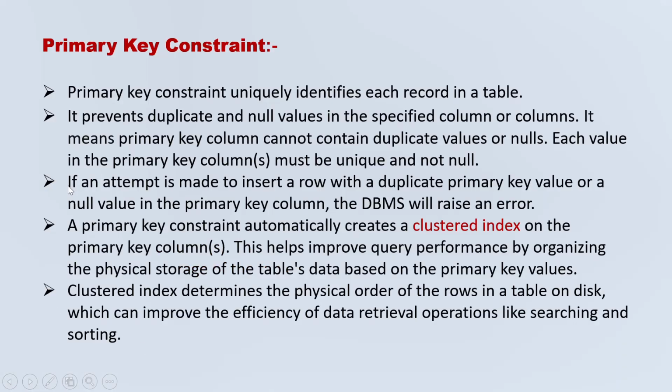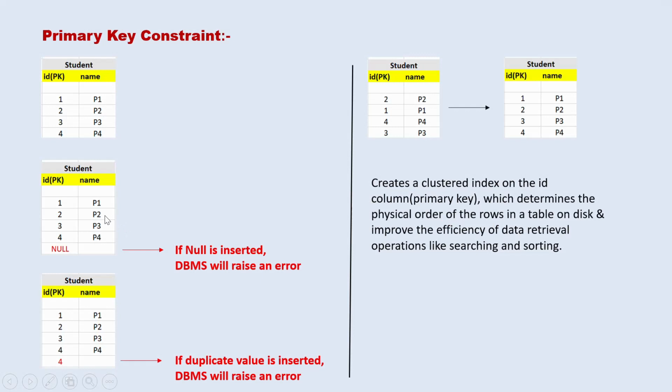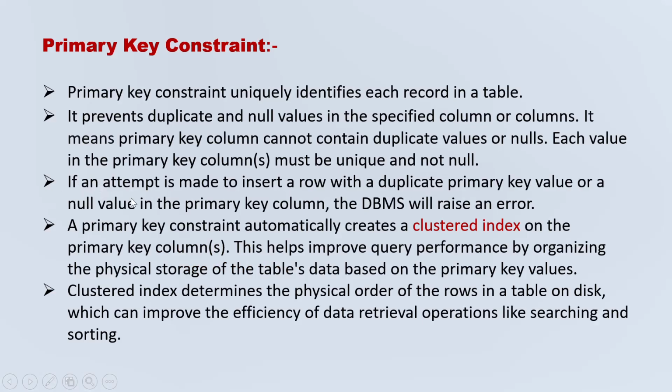Now, if you observe this third point, if an attempt is made to insert a row with duplicate primary key value or a null value in a primary key column, the DBMS will raise an error. So that is what we have discussed in this second and third table, right? Here we were trying to insert null value. Here we were trying to insert duplicate value. So in both the cases, if ID is a primary key, DBMS will raise an error. And that is what we have mentioned in third point.